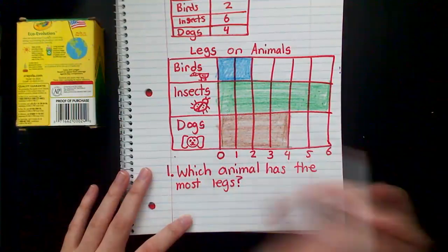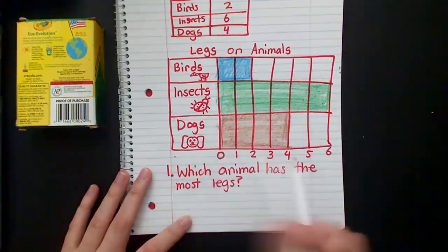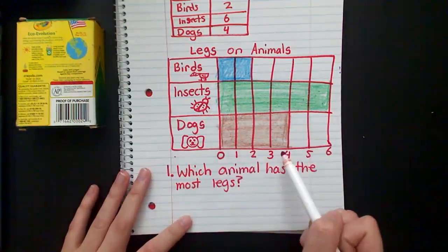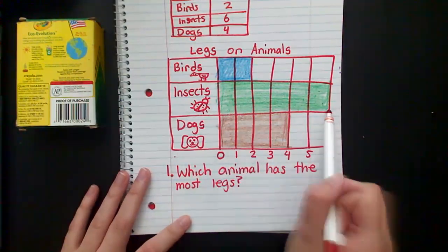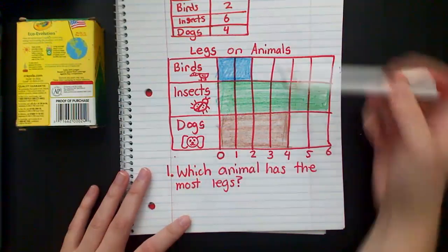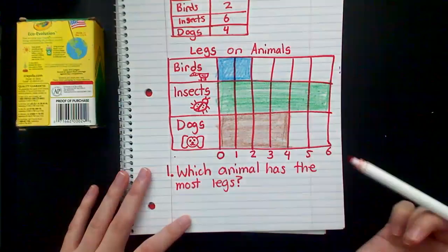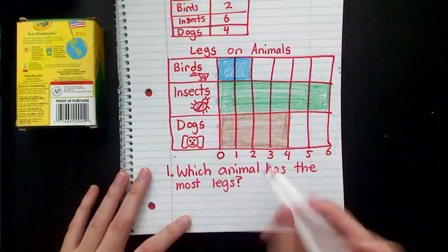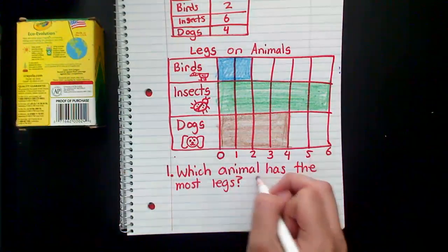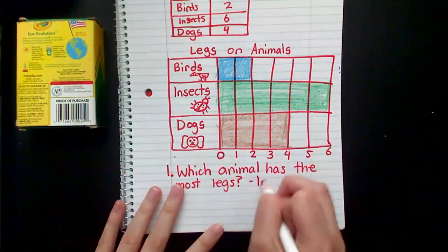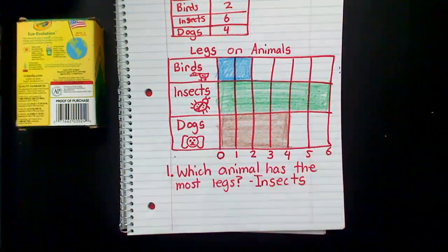Now we look at our graph and we see, okay, birds, there's only 2, so that's not a lot. So let's look at our dogs, 4, okay, that's more, but that's not the most. Let's look at insects. Oh my gosh, there's 6. Look, it colored in the entire graph. We can clearly tell based on the colors and the height and length of our bars that insects have the most legs. So in here, we're going to write which animal has the most legs? Insects. Insects have the most legs.